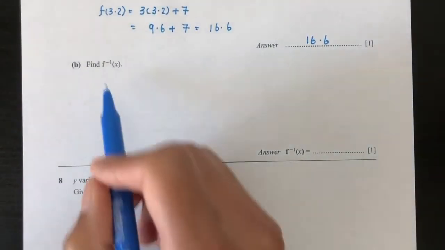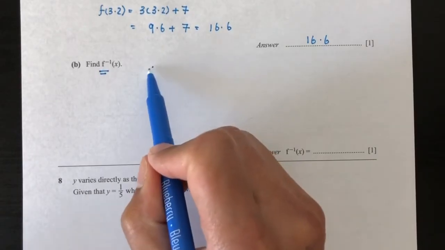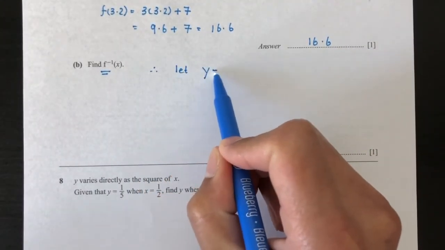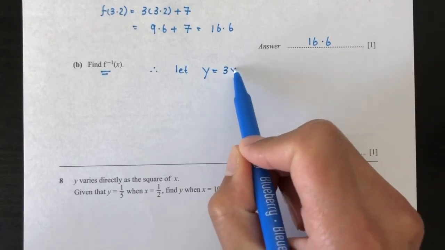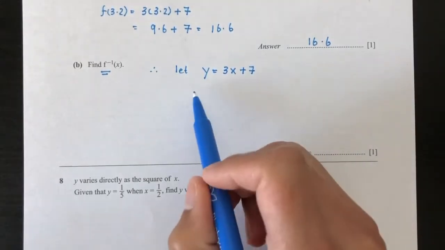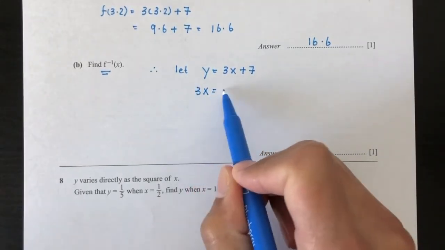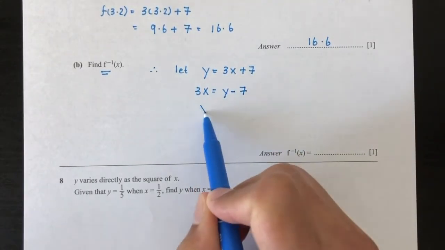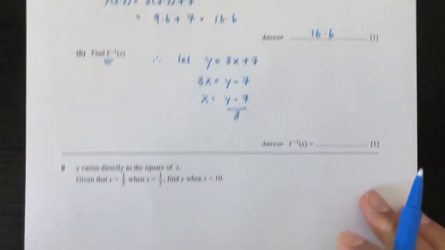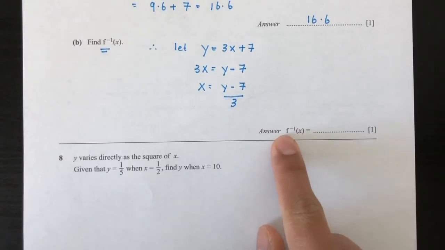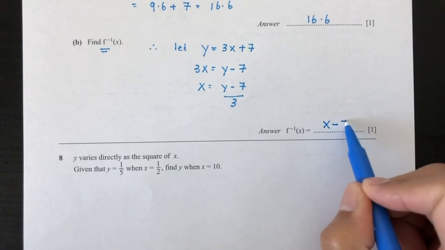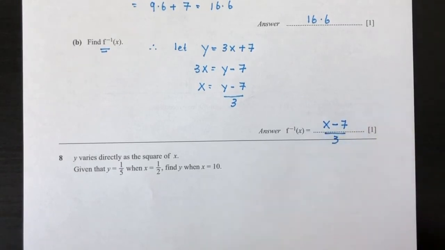Now for part B, find f inverse of x. To find the inverse, we have to follow step by step. First, let y equal f of x, which is 3x plus 7. Then we have to make x the subject of the formula. So we have 3x equal to y minus 7, so x is y minus 7 divided by 3. Finally, f inverse of x is in terms of x, so we have to change y to x. That'll be x minus 7 divided by 3.